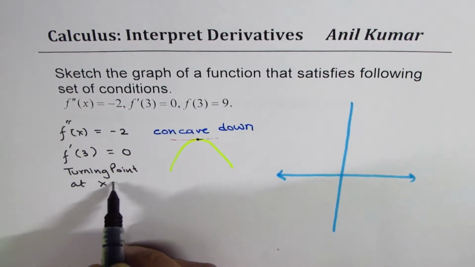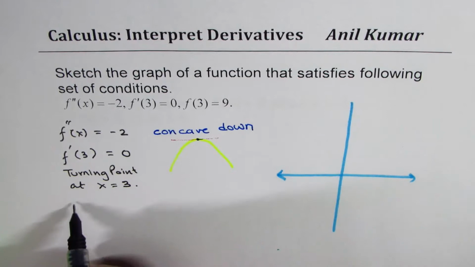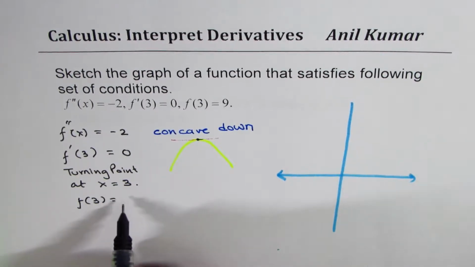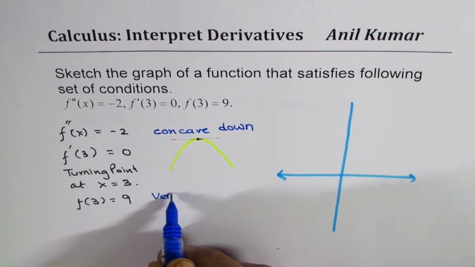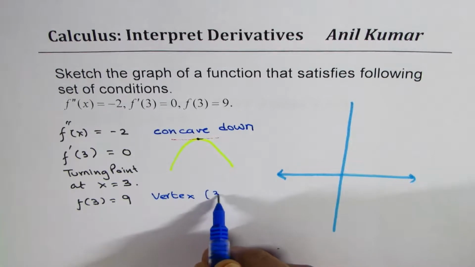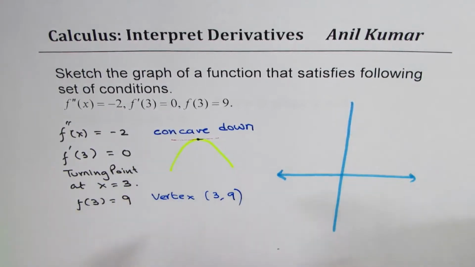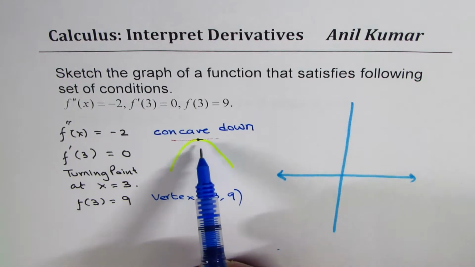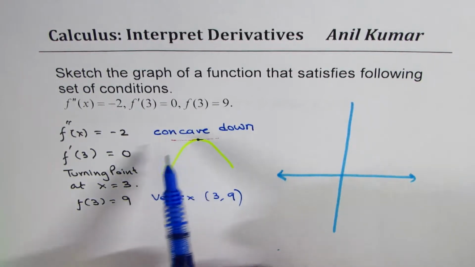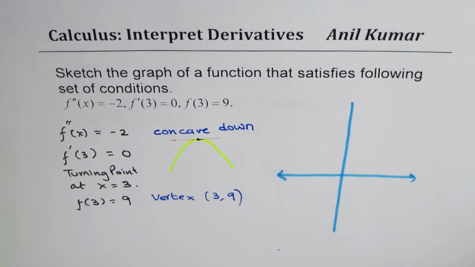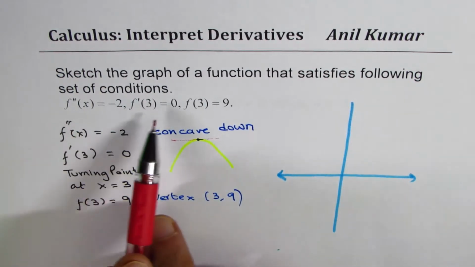So turning point at x equals 3, let me write that first. And then we are given that the value of the function at 3 is 9, and that clearly means that this vertex is (3, 9), right? So from all this, it is absolutely clear that we are talking about f of x, which is definitely a parabola with vertex at (3, 9), right? So this much information you can always get from what is given to us.